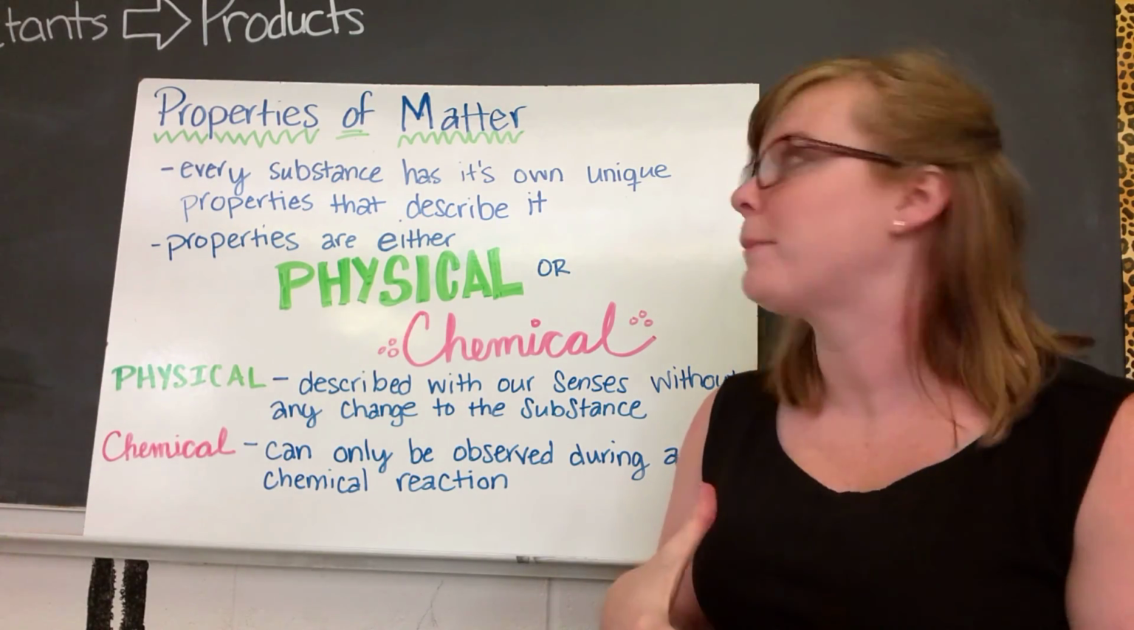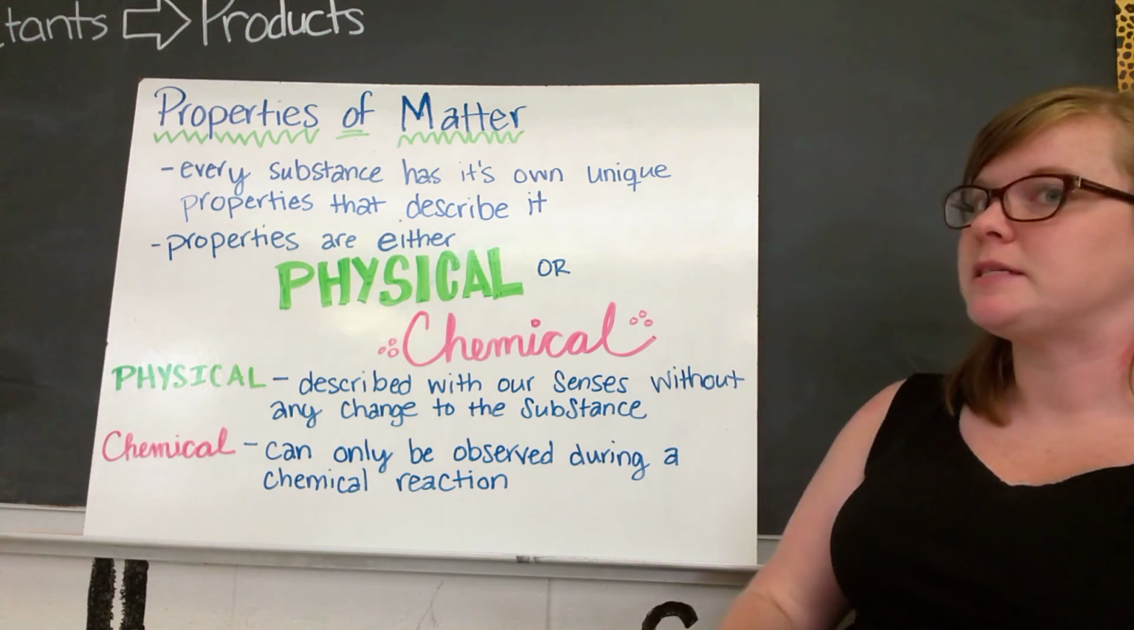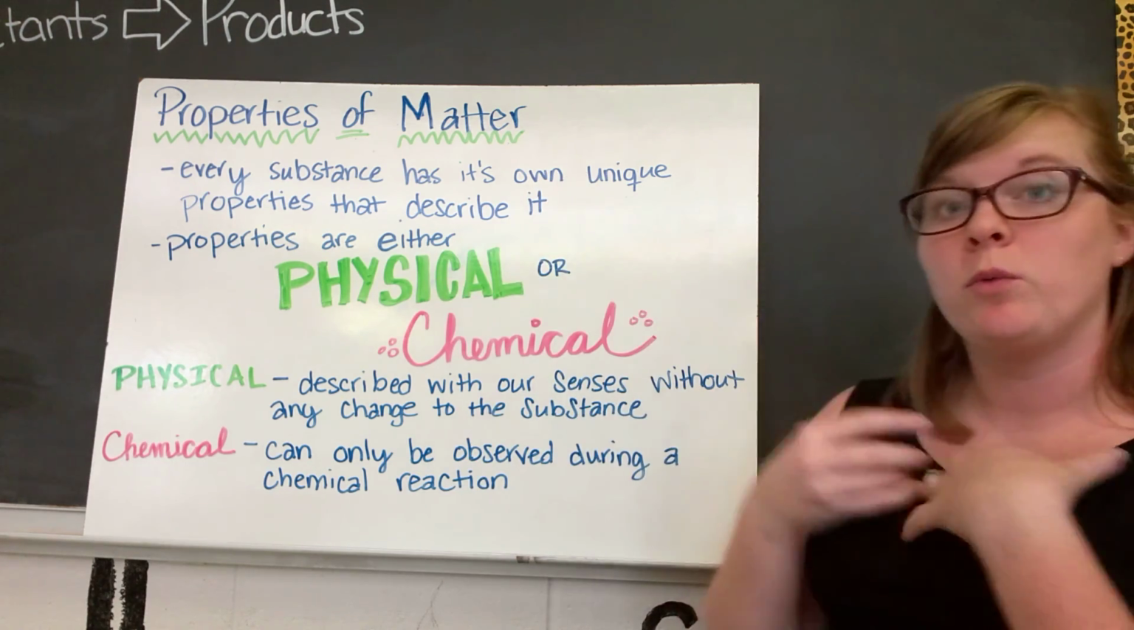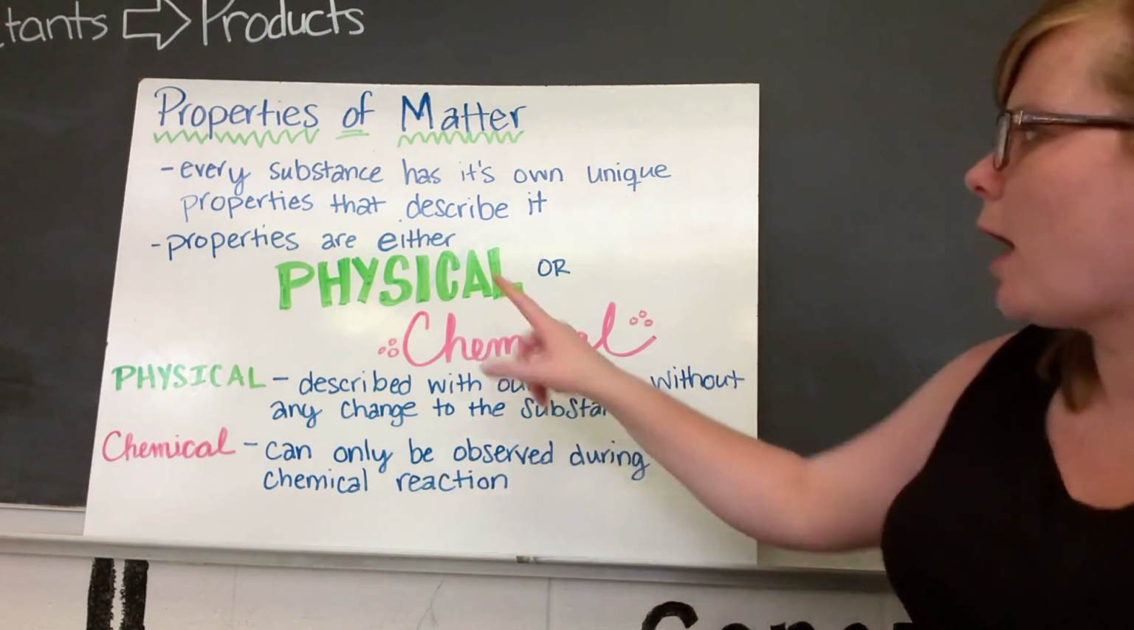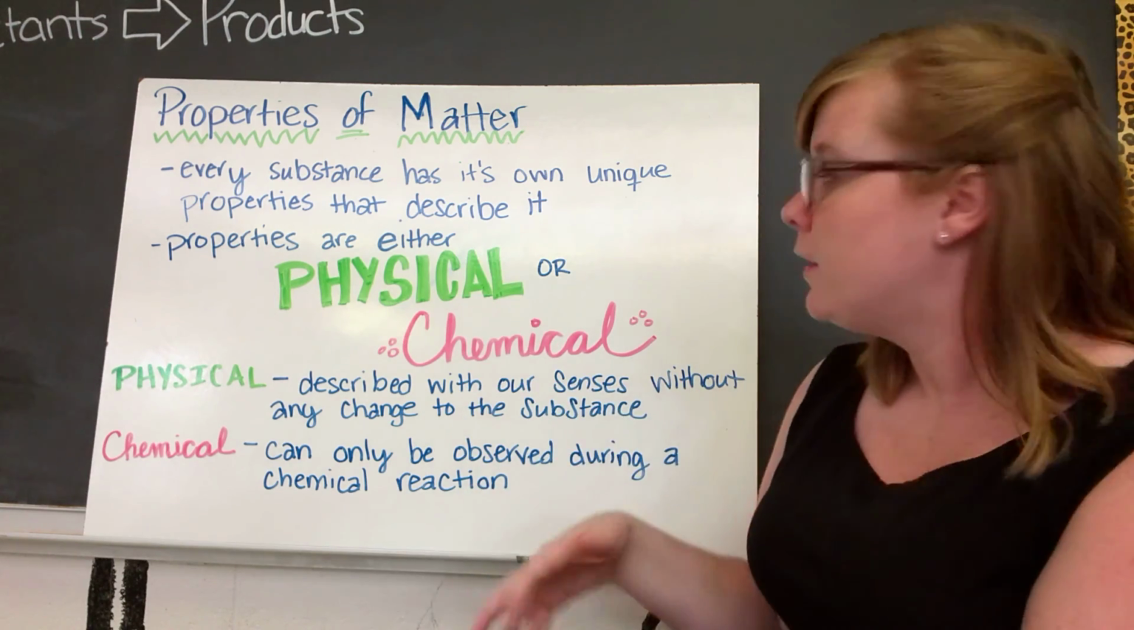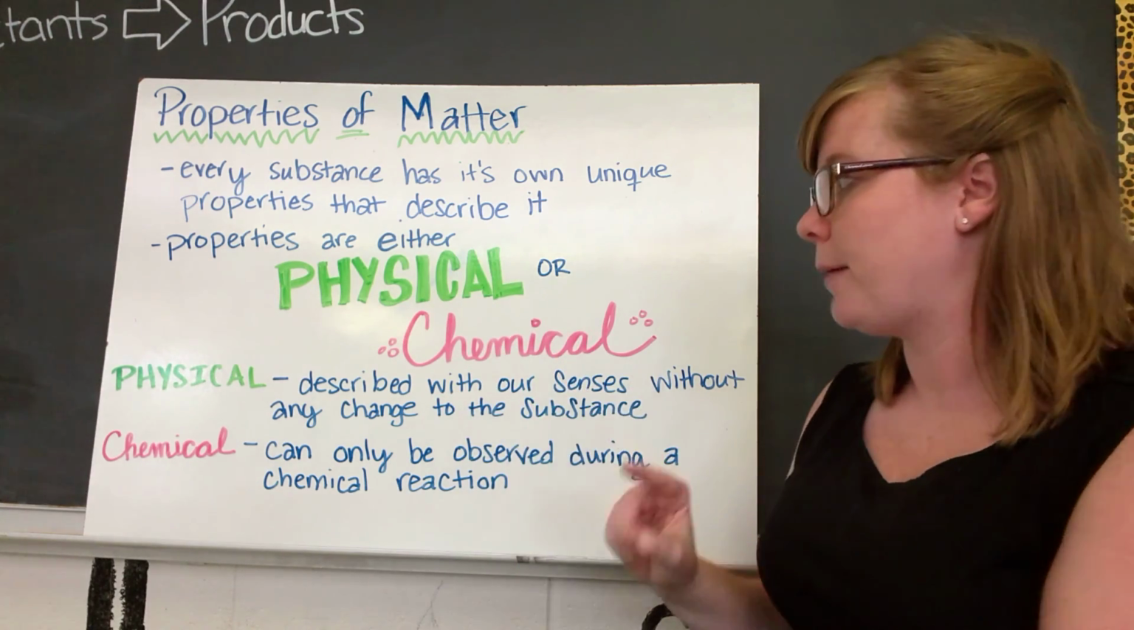So we're going to talk about the properties of matter. Every substance has its own unique properties that we use to describe it. Properties are divided into two categories. They're either physical properties or they're chemical properties.